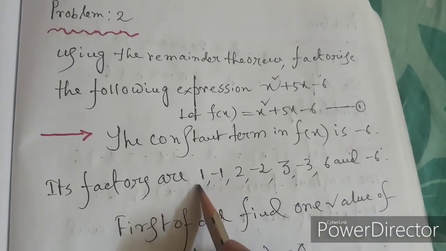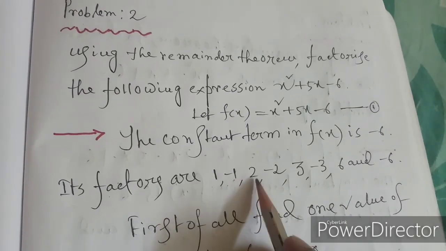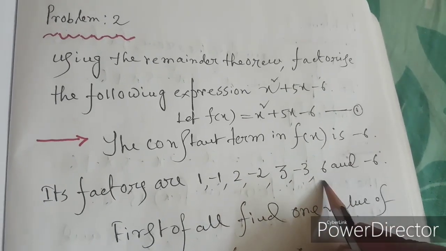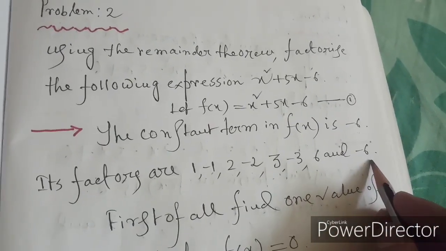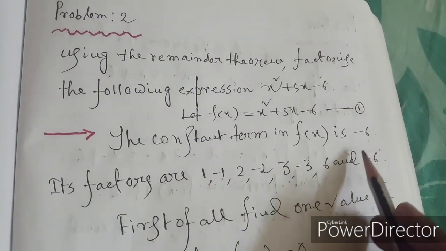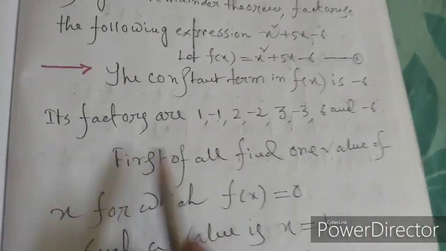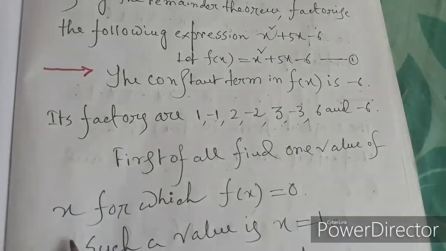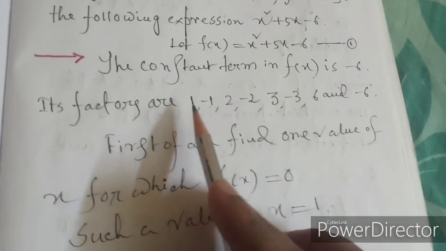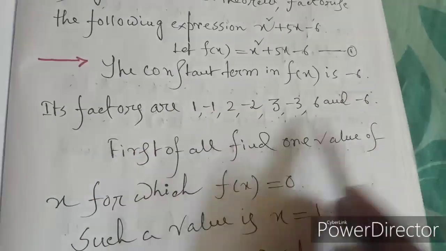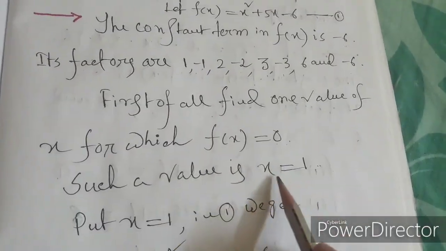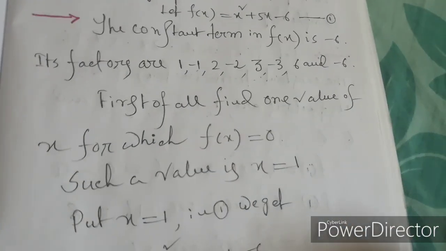So 1 should be a factor, minus 1, 2, minus 2, 3, minus 3, 6, and minus 6 should be the factors. Got it? So all these terms are the factors of minus 6. Now, first of all, find one value of x for which f(x) equal to 0. That means from these 8 values, for which value of x should f(x) be 0? That should be x equal to 1.